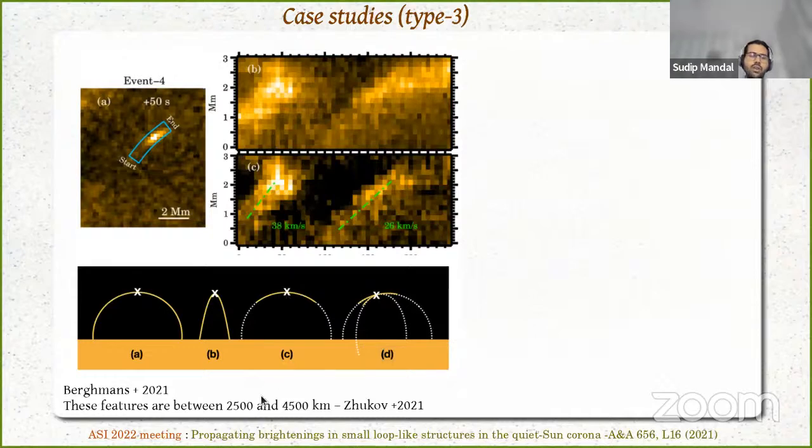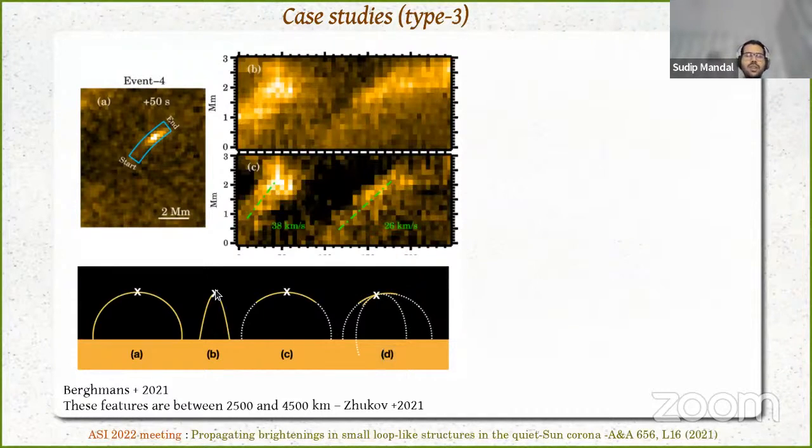And these are really low-lying loops, as shown by Zhukov et al. By using some triangulation techniques, they come out with numbers between 2000 and 4500 kilometers for the height of these loops, which is really, really low. So if you have this kind of geometry, panel B, then you can expect a deceleration because the loop has this curvature. So this can be a line of sight, I mean a geometrical, effect.